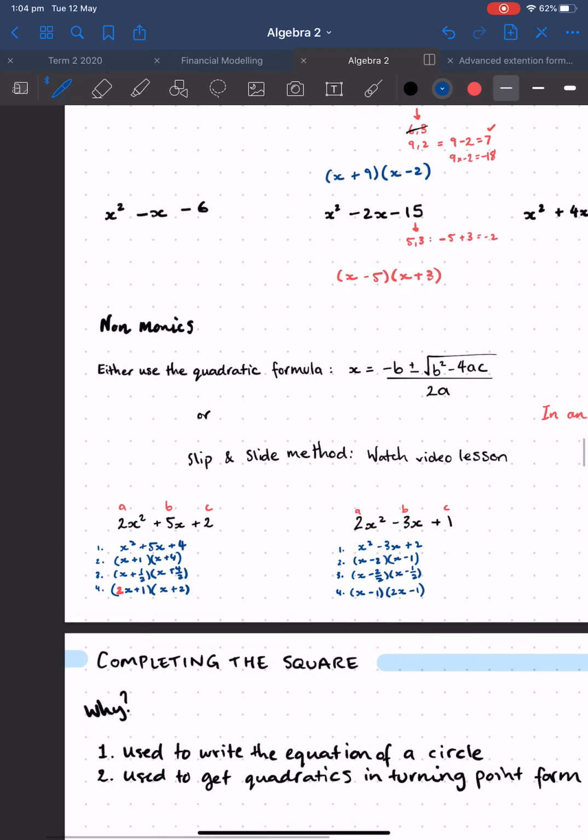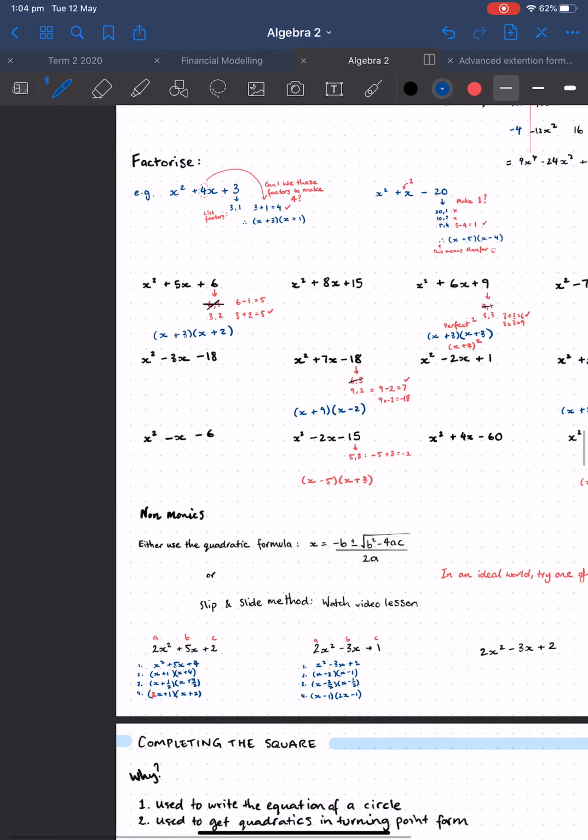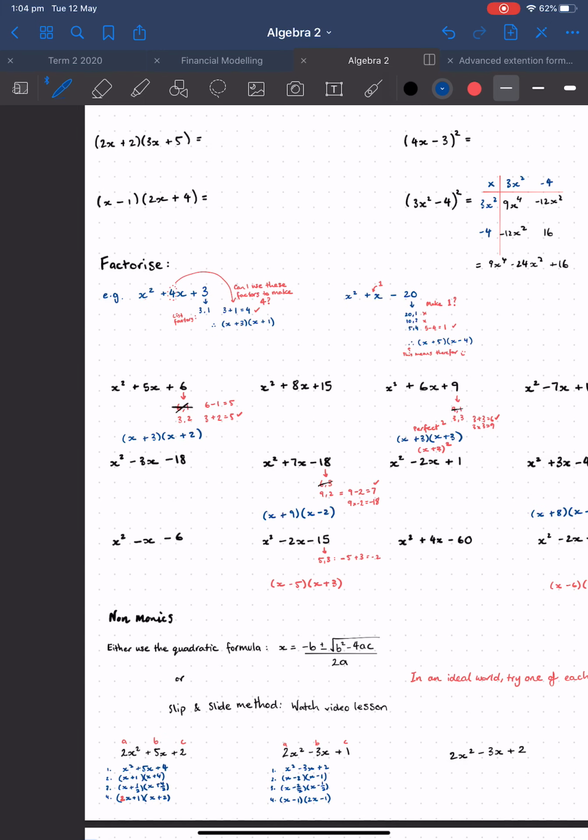Okay, cool. So again, focus on expanding and factorising the basic ones. If you are able to do either the slip and slide method or you're comfortable using quadratic formula, you are aces ahead.